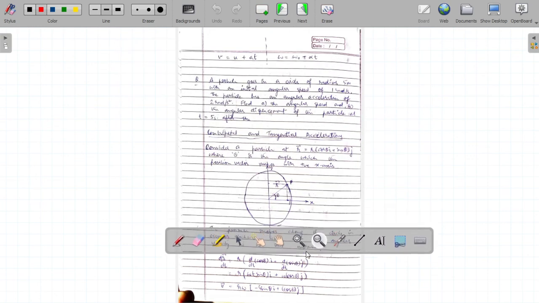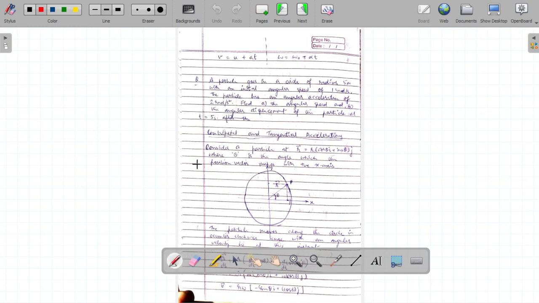So let us do a question on this idea. A particle goes in a circle of radius r equal to 5 meters. The initial angular speed of the particle is given as 1. The particle has an angular acceleration of 2 radians per second square. We have to find the angular speed and the angular displacement of the particle at 5 seconds.